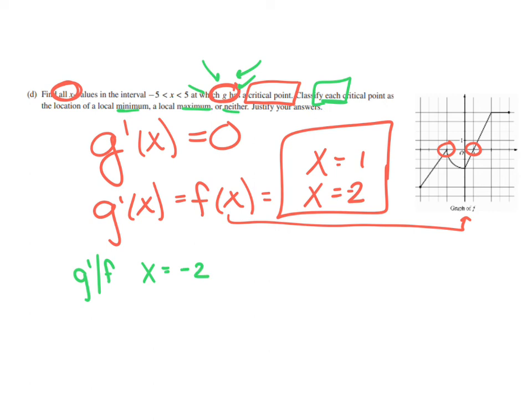So if I go to x equals -2 and I look at g prime or f, so this happens to be a graph of f, what is f doing? Not what is f's slope doing, what is f doing? f is below the x-axis, so it's negative, and then it remains below. So I'm going to say this is neither a min or a max. f does not change signs.